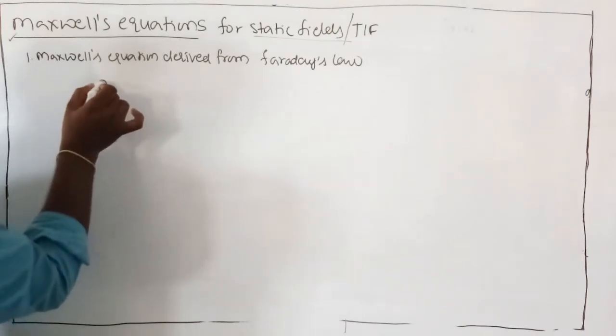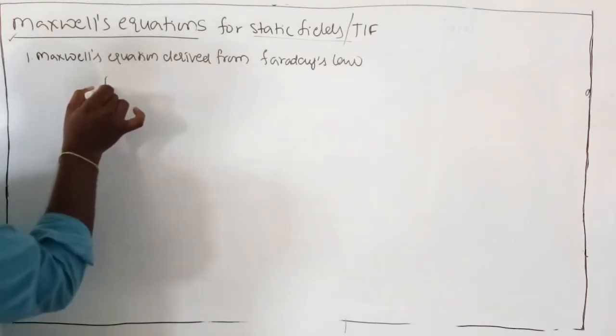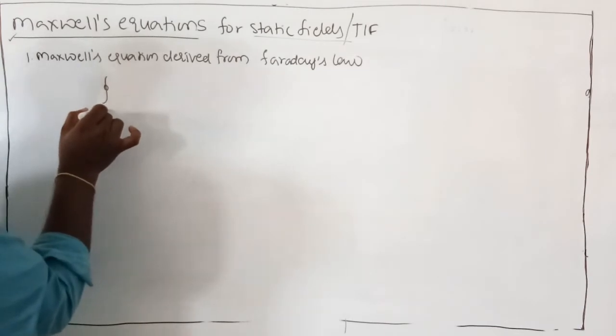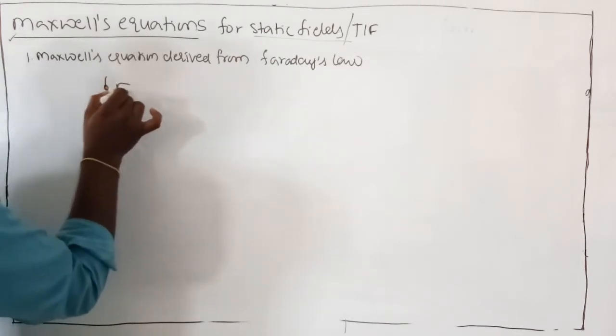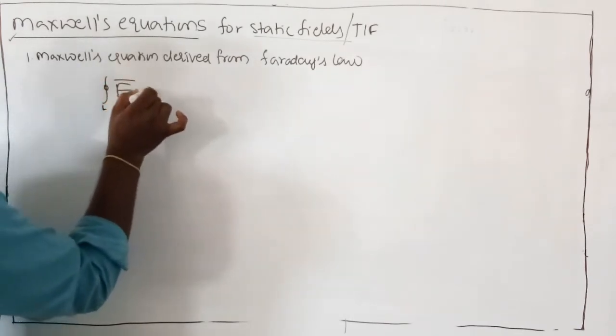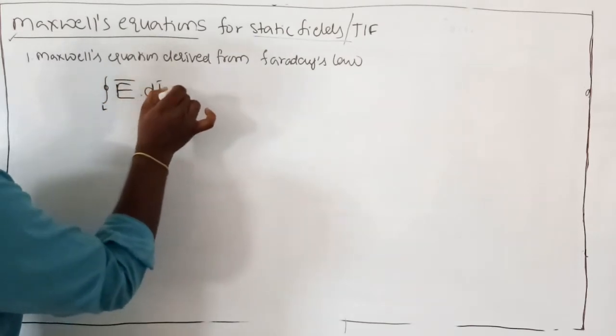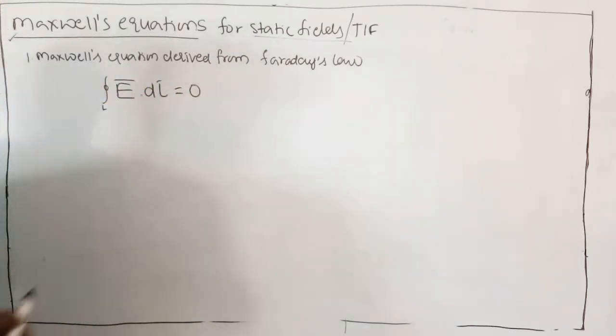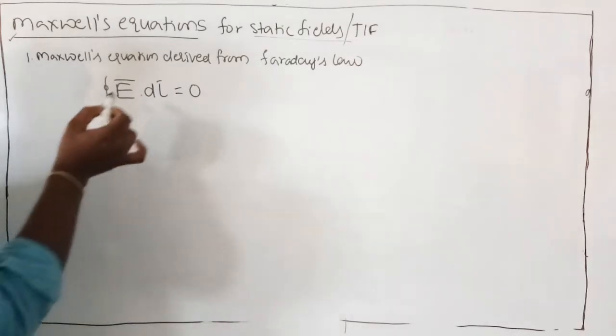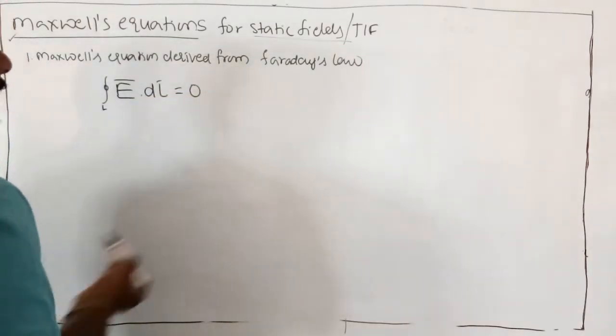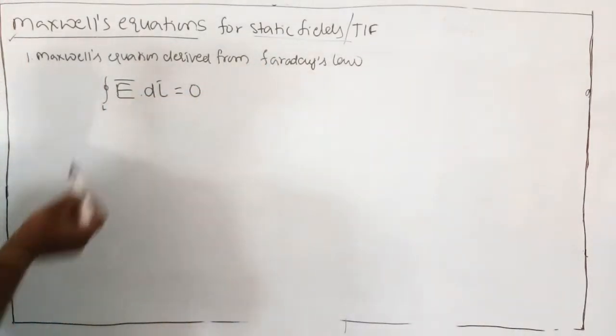Like this. See, it is circular line integration of E bar dot dl bar equals to 0. This is the mathematical expression of Faraday's law for static fields. How will it be, you know?